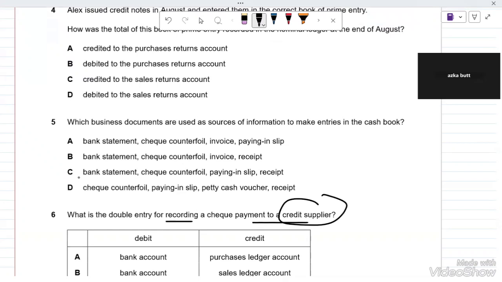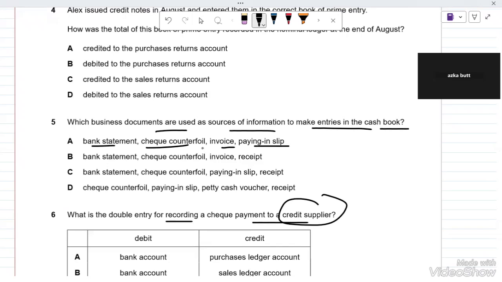Okay, so now let's see question number 5. Which business documents are used as a source of information to make entries in the cash book? The options are: bank statement, check counterfoil, invoice, and paying in slip.